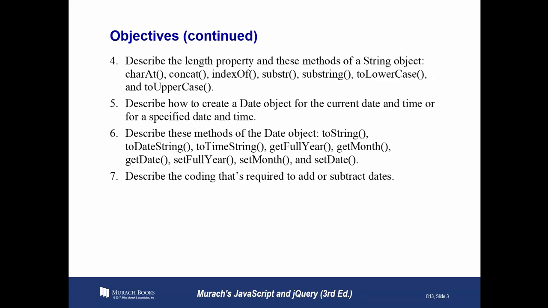Describe the length property and the string object's charAt, concat, indexOf, substr, substring, toLowerCase and toUpperCase methods. Describe how to create a date object with the current date and time, or for a specific date and time. Describe how to use the date object methods toString, toDateString, toTimeString, getFullYear, getMonth, getDate, setFullYear, setMonth, and setDate. And finally, describe the type of coding that's required if you want to do date math.